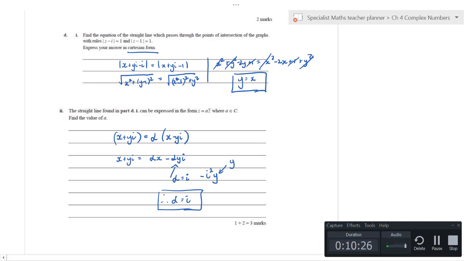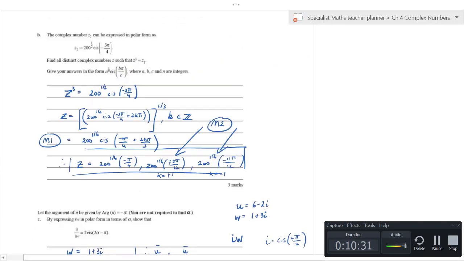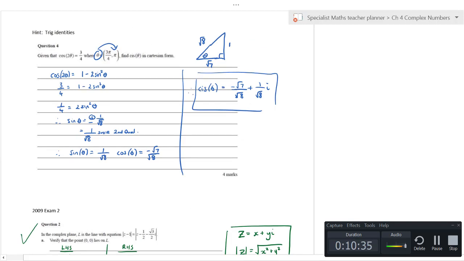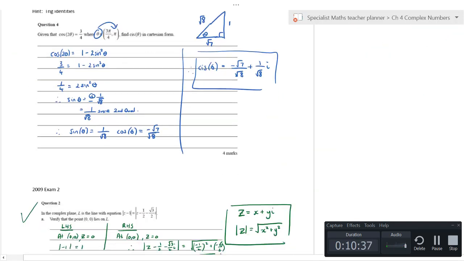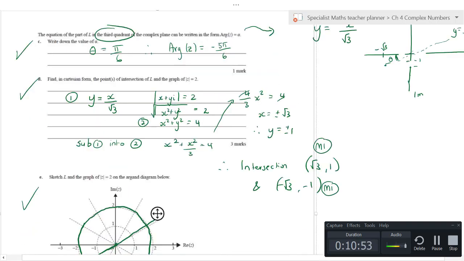And look, as we go down across here, what you actually notice is quite a few of these exam questions are starting to repeat themselves. Look at this. We're looking at another question from exam 2. Once again, verifying a point from the line by subbing it in, or finding the Cartesian equation. In this case, we needed to do a bit of algebra. So you can see there that once again, very similar sort of questions.